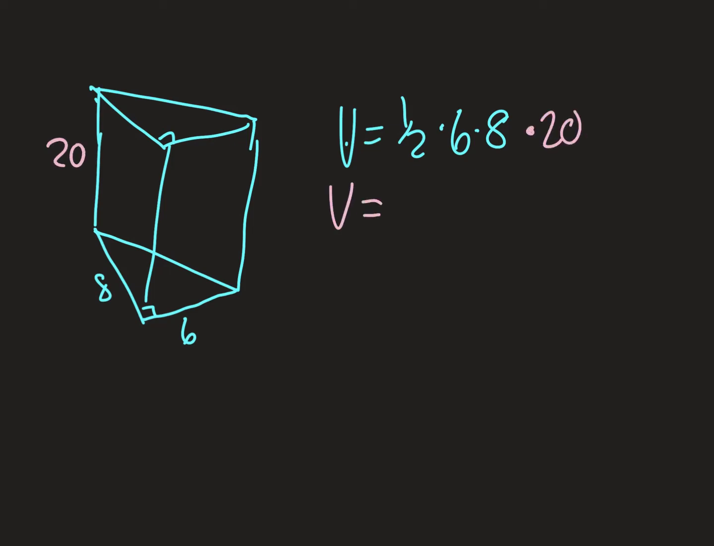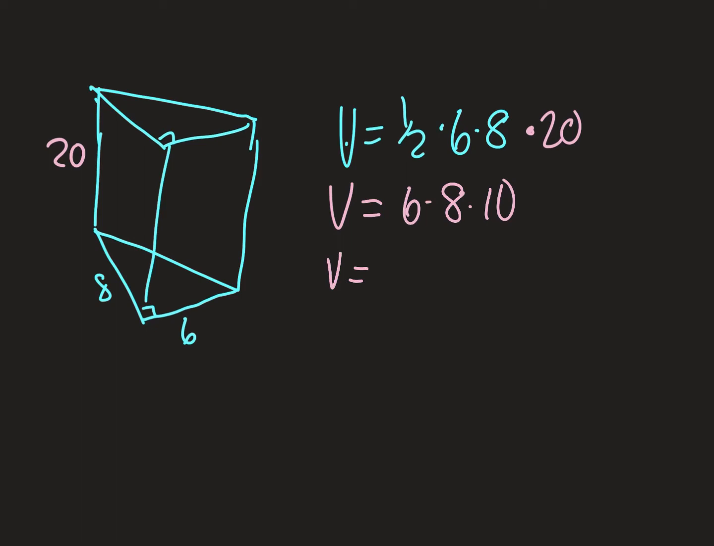Now the next line, I have lots of choices. I could take 1/2 of 6, 1/2 of 8, 1/2 of 20. I could do 6 times 8. I've got a whole bunch of choices. So I think I'm going to take 1/2 of 20. So I'm going to write 6 times 8 times 10.